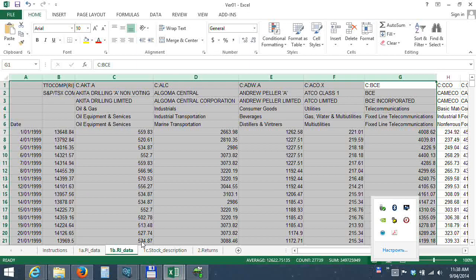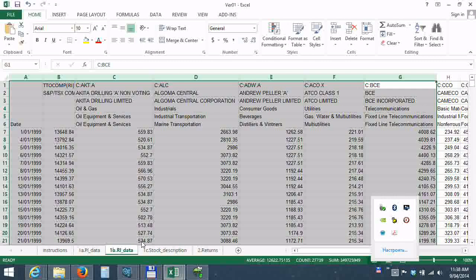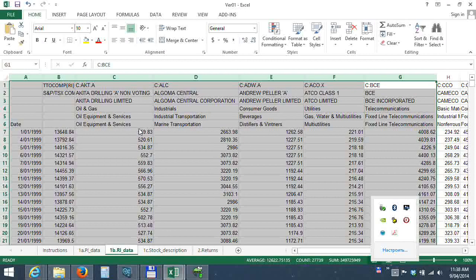Some of the companies that I will use in my example, I'm just going to pick the first 5. This is Akita Drilling, Algoma Central Corp, Andrew Peller, Adcor, and BC, as well as the TSX Composite Index.